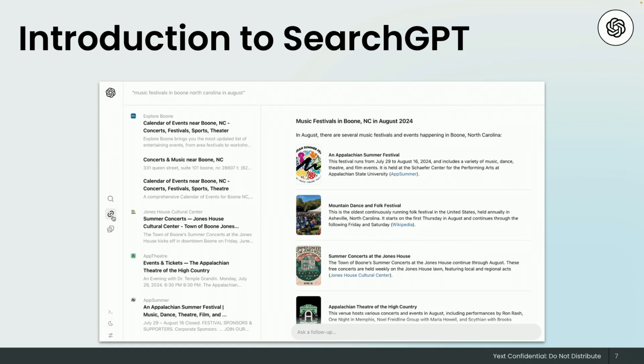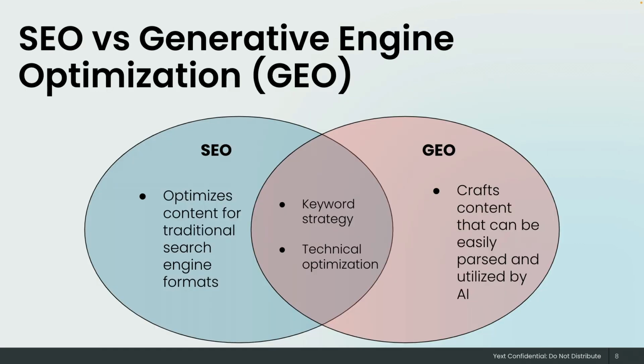One example is that SearchGPT, at the moment, doesn't have any ads. So you can't buy your way to search results, which means you wouldn't be able to rely on paid search, which of course just levels up the importance of your organic search strategy.